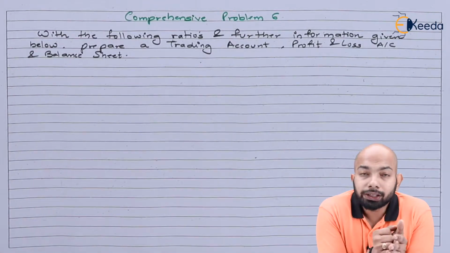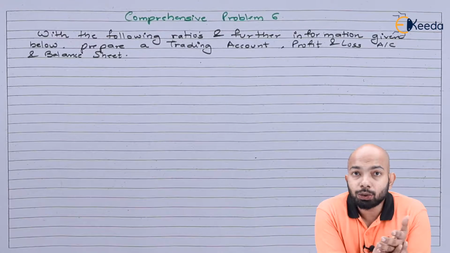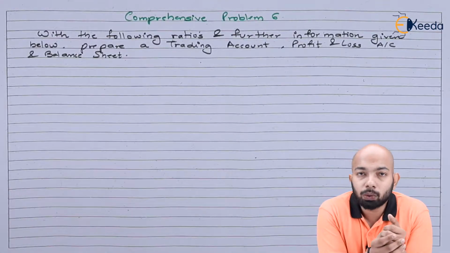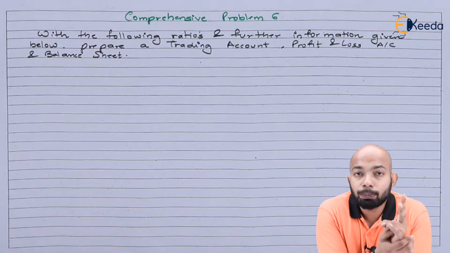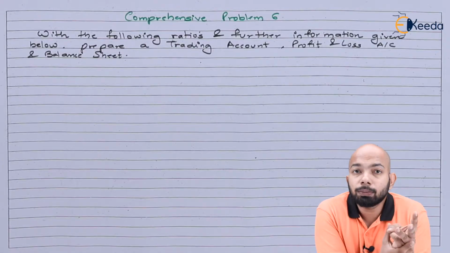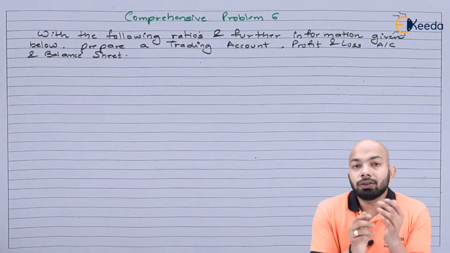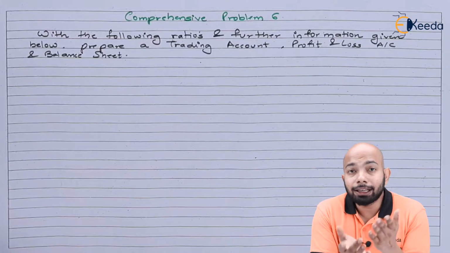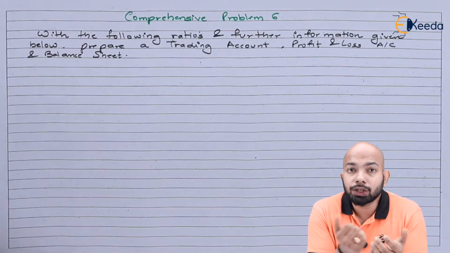They've mentioned here that with the help of the ratios and the additional information provided, we have to prepare the trading account, the profit and loss account, and we have to further prepare the balance sheet as well. So let's figure out what we basically have in our question, like what kind of ratios we have.